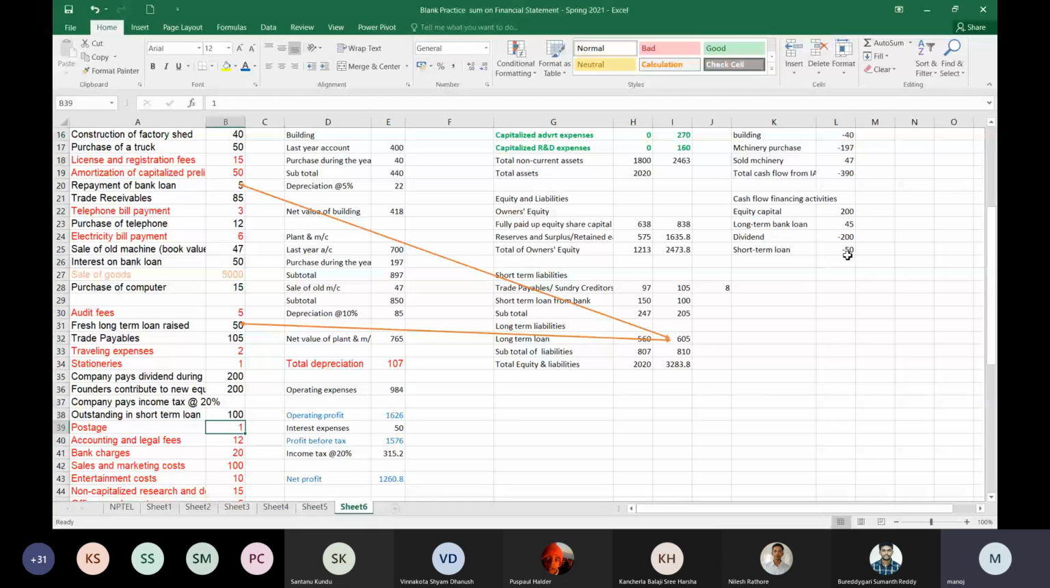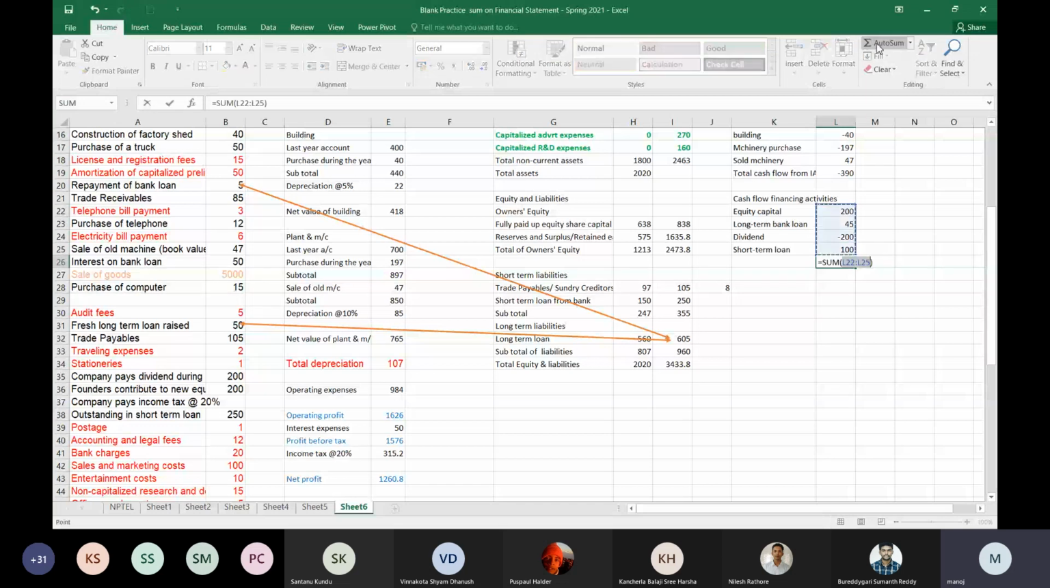It becomes negative automatically because last year the loan was 150. This year it is 100. That means you have paid back to the bank 50 rupees. So that 50 rupees should be negatively shown. For the time being, I'm not showing it that. So it is 100 because loan has gone up.